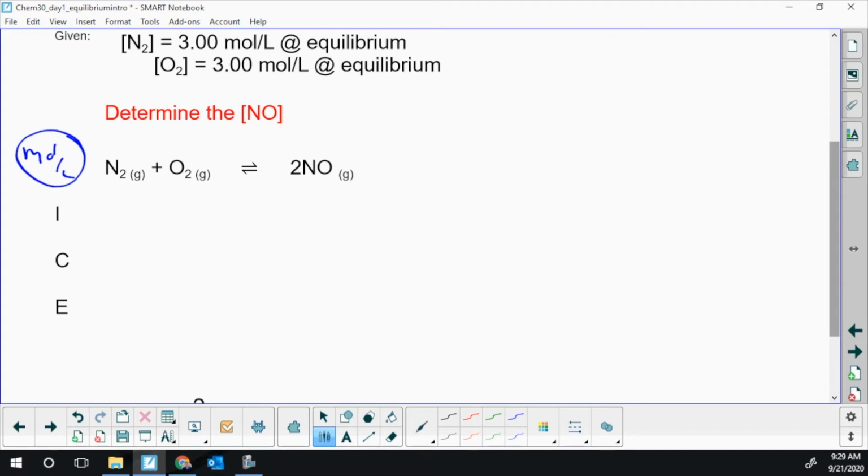So we have 3 moles per liter of N2. Also 3 moles per liter of O2. That's all that's given to us. So we have no idea right now what the N2 would be at the beginning. We don't know what the O2 is at the beginning. The product, we're not told anything, would assume that'd be 0. But that's not our question. I'll switch colors. Our question really is, what is the NO concentration at equilibrium?